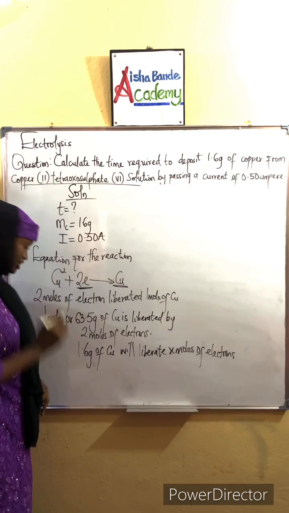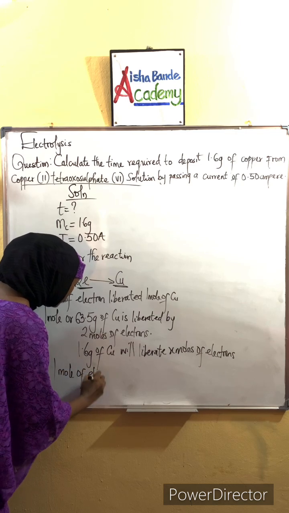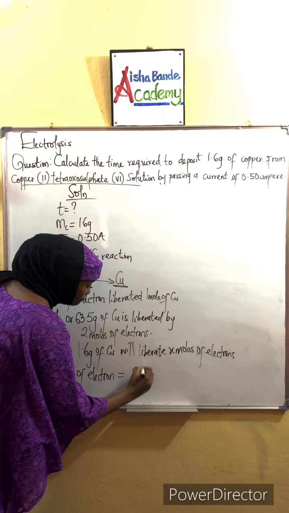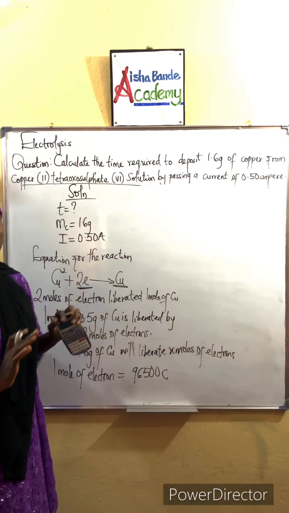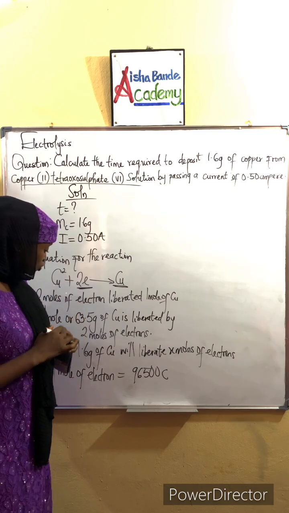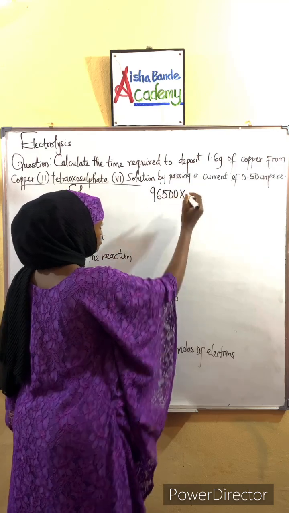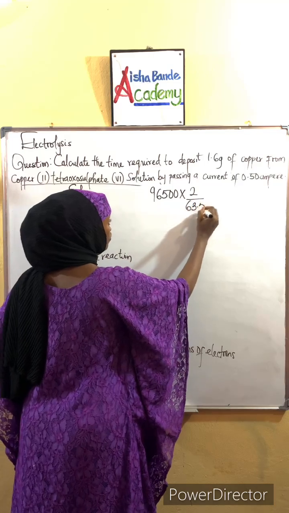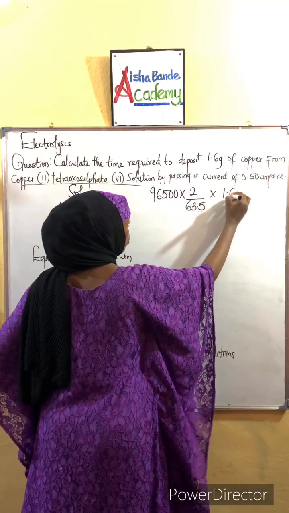But remember that 1 mole of electrons, as I mentioned in my previous video, is equal to 96500 coulombs. So from here we can start solving mathematically and get our final answer. So this becomes 96500 coulombs times 2 over 63.5, times the mass here, which is 1.6.